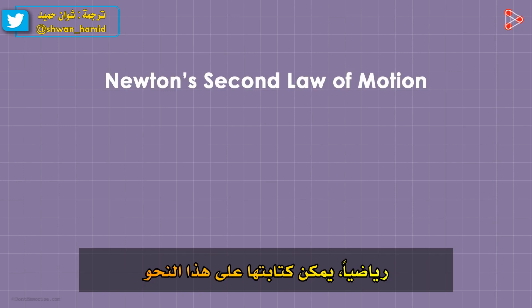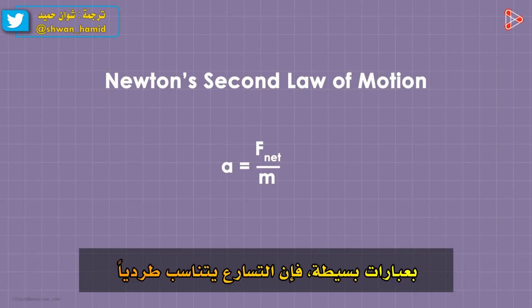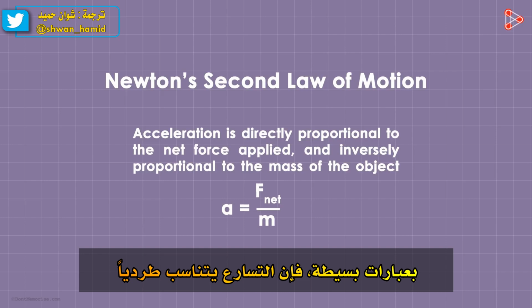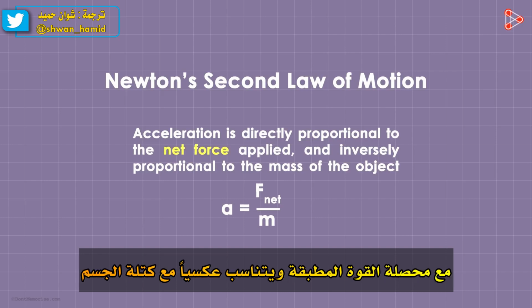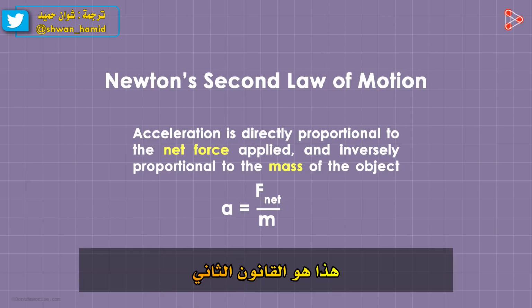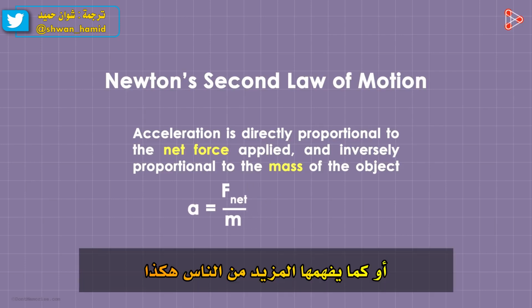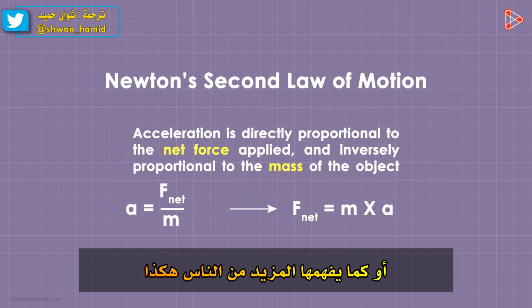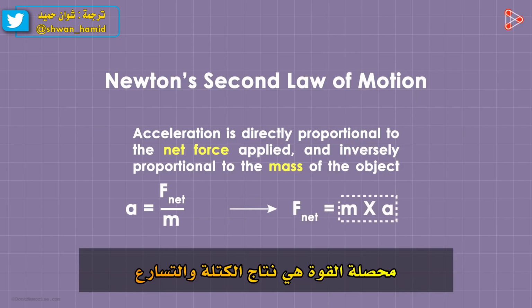Mathematically, it can be written like this. In simple terms, the acceleration is directly proportional to the net force applied and inversely proportional to the mass of the object. That's the second law. Or as more people understand it, like this. The net force is the product of mass and acceleration.